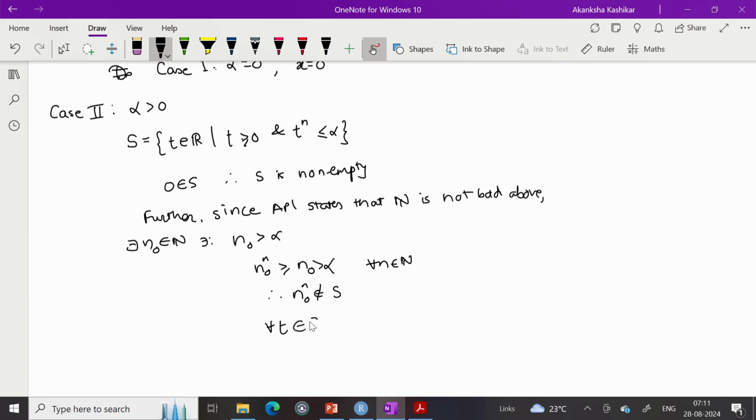And for every t in S, t raised to n is less than n naught raised to n, because we are already saying that the points in S have t raised to n less than or equal to alpha. So t raised to n is less than or equal to n naught raised to alpha. Hence, n naught becomes an upper bound for S.